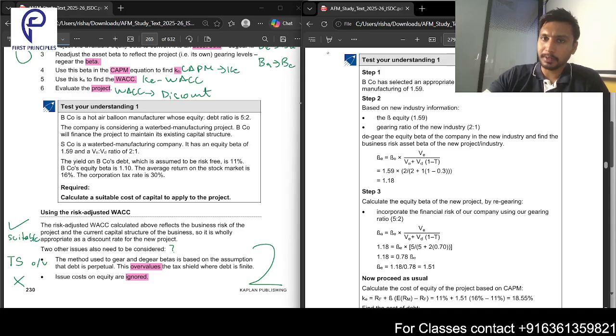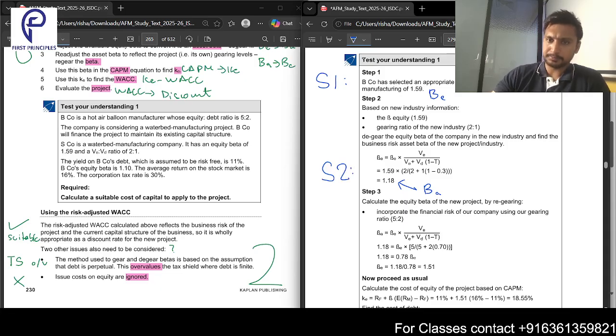So this is step one: find an equity beta of a suitable proxy company. So we have found the equity beta of a suitable proxy company. Next, we de-gear it and convert it into asset beta. This is our step two. We take the equity beta and convert it to asset beta.